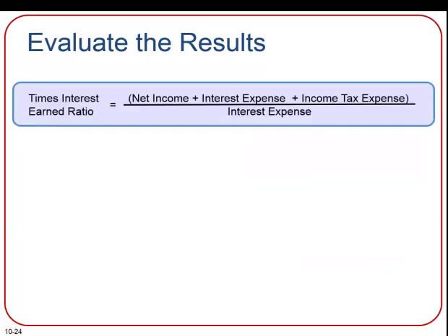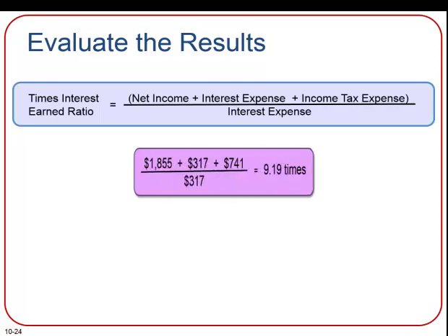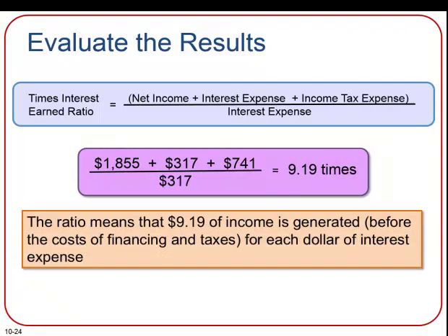And the last one is the times interest earned ratio. One way to judge a company's ability to pay interest off of those long-term or short-term debts is to ask whether it has generated enough income to cover its interest expense. So here we have a ratio of 9.19. So this means that $9.19 of income is generated before the cost of all the financing and taxes, things like that, for each dollar of interest expense.